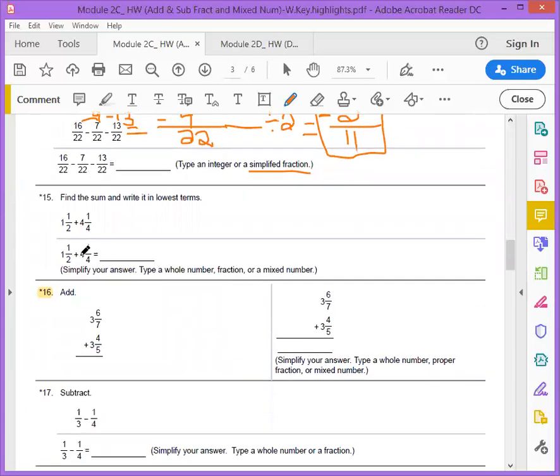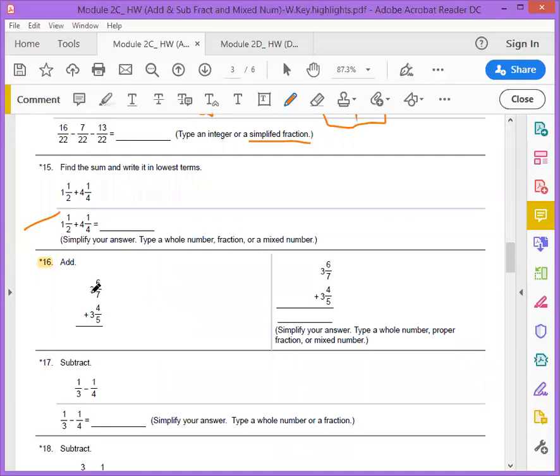And now let's look at number 16. We're adding two mixed numbers. So the first thing we want to do is change those mixed numbers to improper fractions. So our top fraction, 3 times 7, that becomes 21 plus 6 in the numerator. So 21 plus 6 in the numerator will rewrite our top fraction. So it becomes 27. And the denominator stays the same.